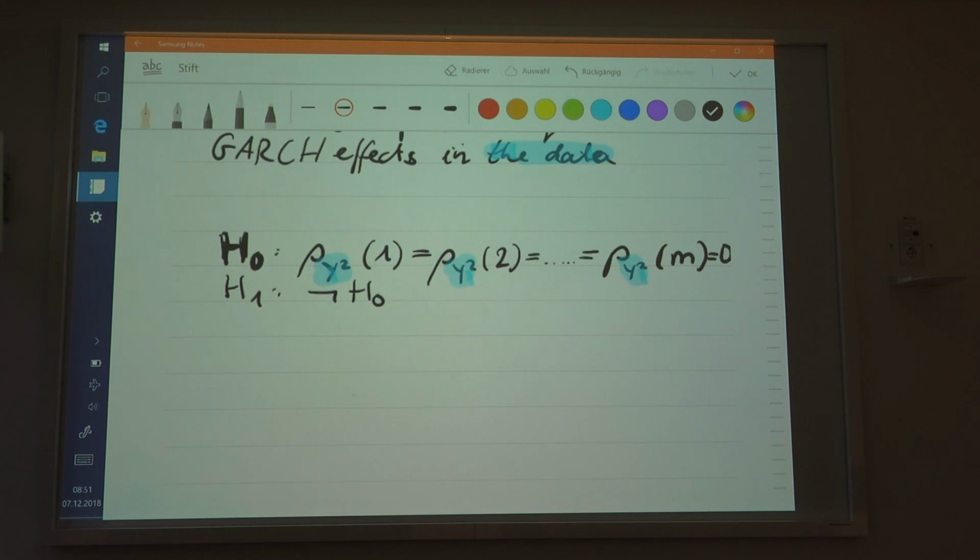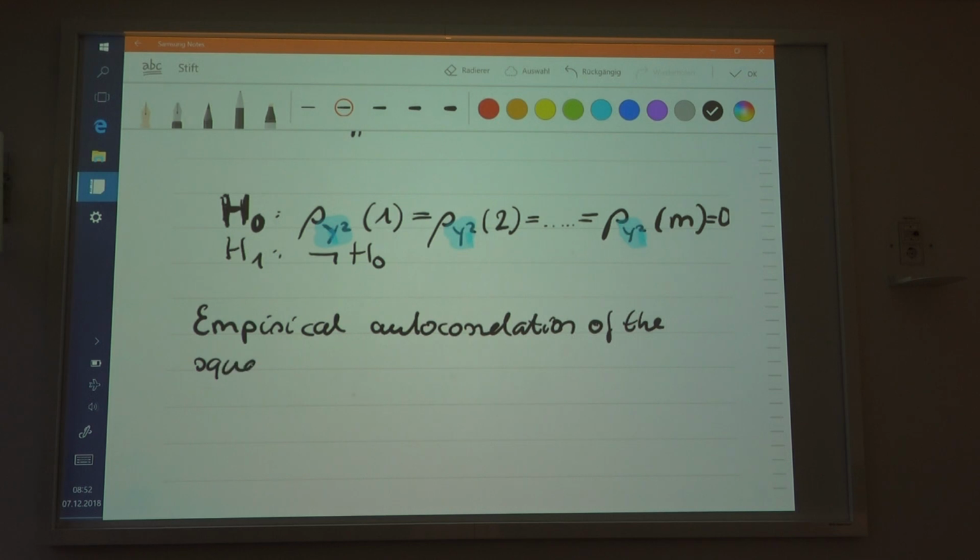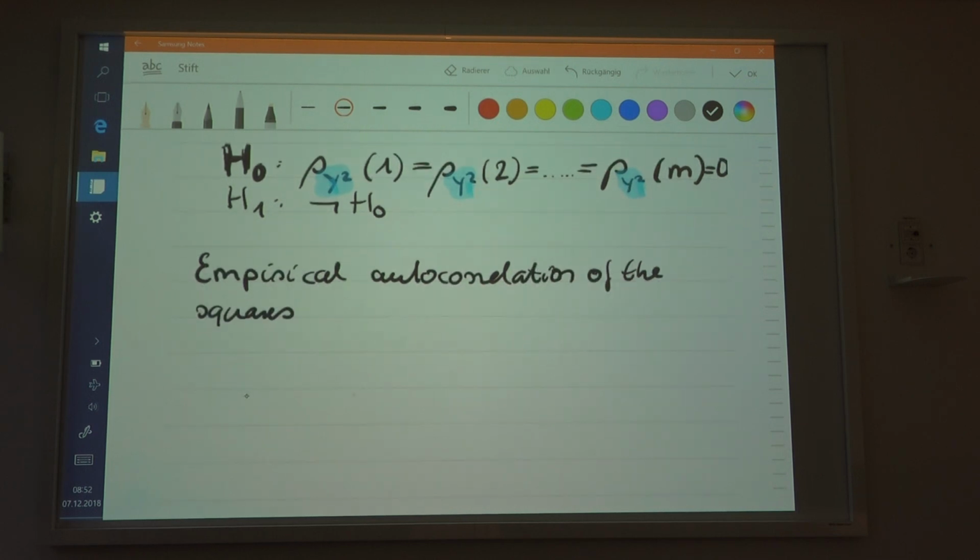Now we calculate the so-called empirical autocorrelation. This is done as follows. The empirical autocorrelation of the squares, typically, for instance, for time lag h. Here you have the autocorrelation of the squares, and you calculate it as follows.